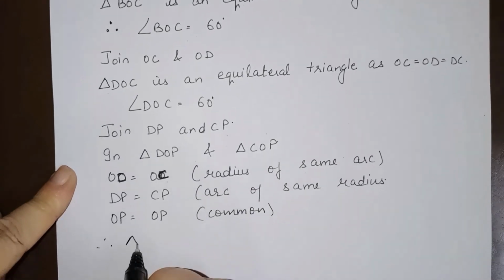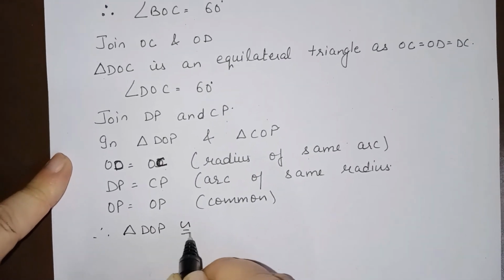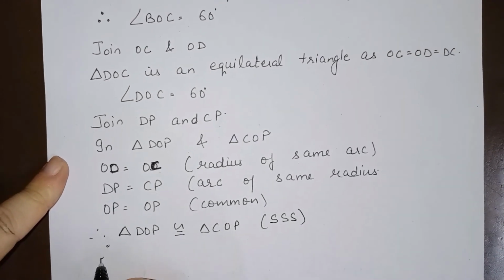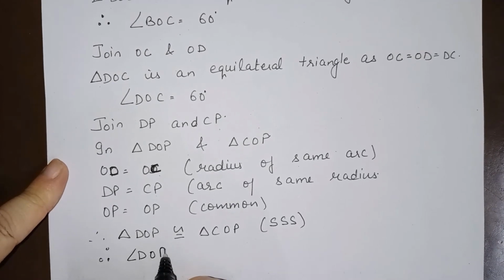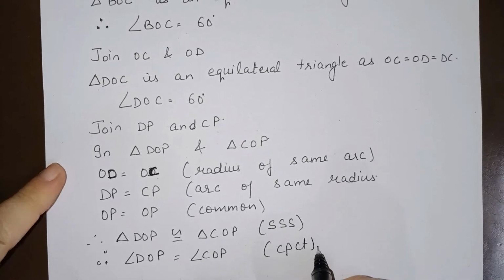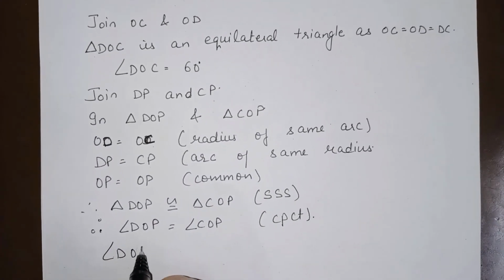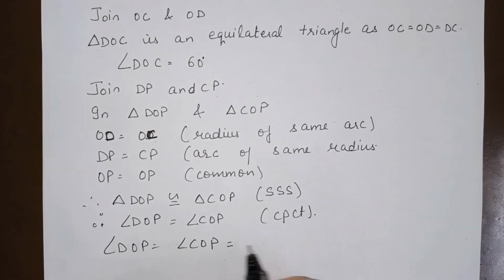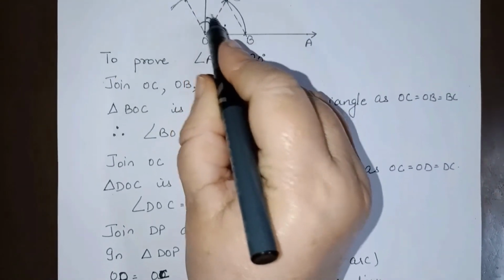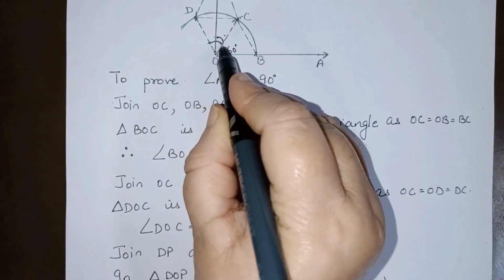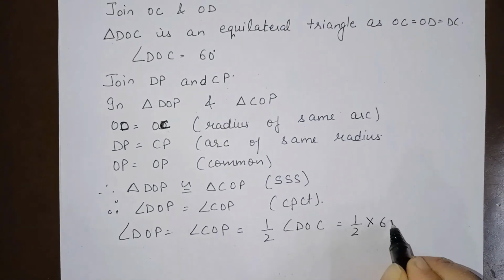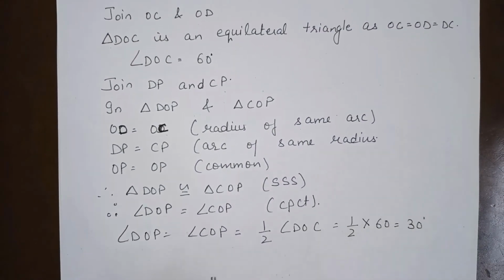Therefore, we have triangle DOP is congruent to triangle COP by SSS, and therefore angle DOP equals angle COP by CPCT. Right? So DOP equals COP. So each will be equal to half of DOC. These two angles are equal, so these two angles will be half of this complete angle, but DOC is 60 degree. So half of 60 will come out to be 30 degree.